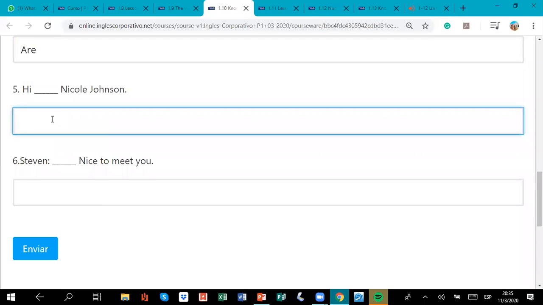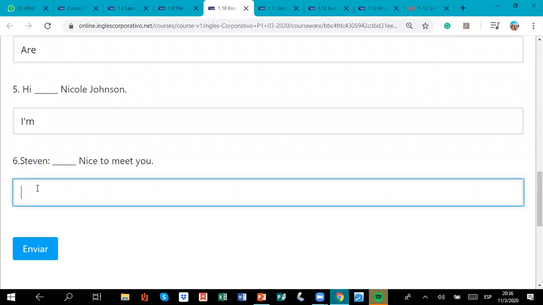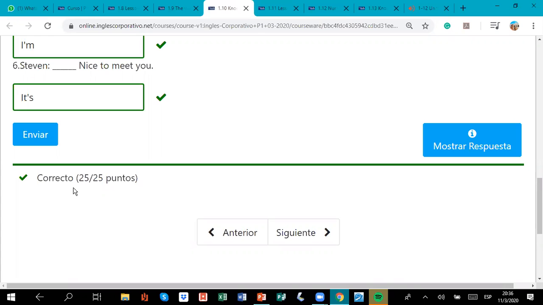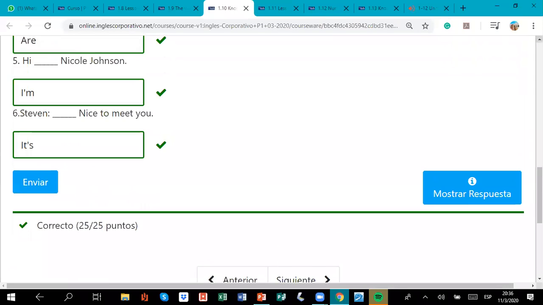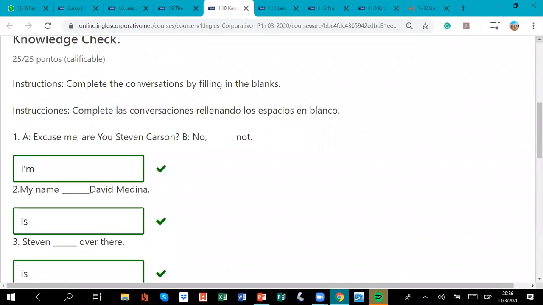Number five. Hi. Nicole Johnson. Hola. I am. Veamos si nos agarra la contracción en la respuesta. Y por último. It's nice to meet you. ¿Verdad? Veamos si lo escribimos bien. Ok, correcto. Yes. ¿Verdad? También ya vieron cómo es. Lo completan en su plataforma porque lo tienen que hacer. Ok. ¿Any question? ¿Alguna pregunta con el ejercicio?